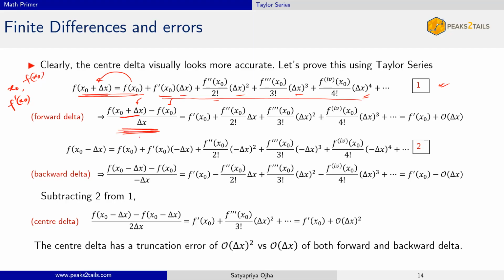That will give you this on the left-hand side. On the right-hand side, look at the first term: delta x will get cancelled, because you're dividing the whole thing by delta x. The second term's square will disappear, leaving one delta x, and from the cube term you'll have delta x square, like that. Now, this expression is f dash x0 plus a bunch of terms.